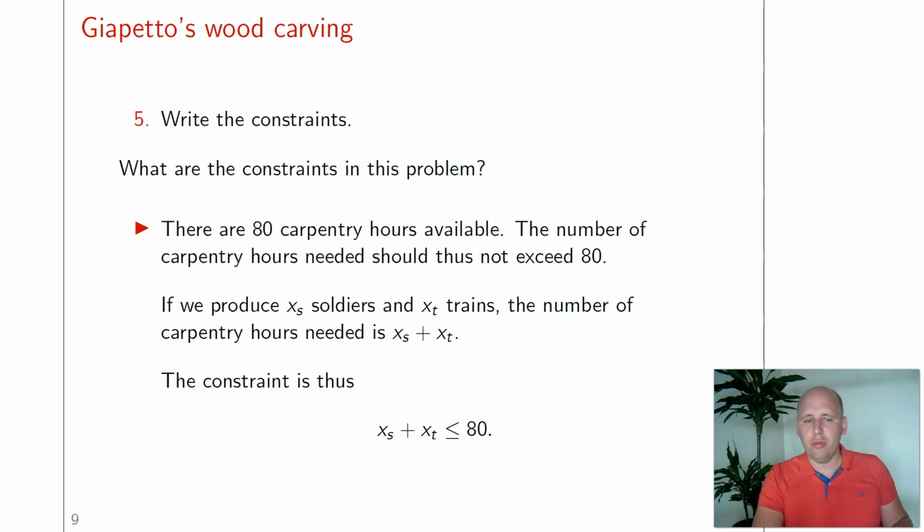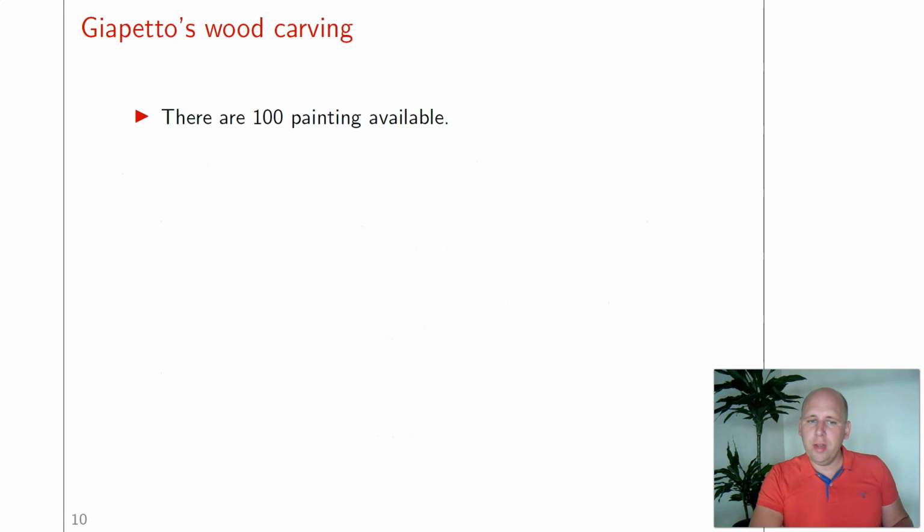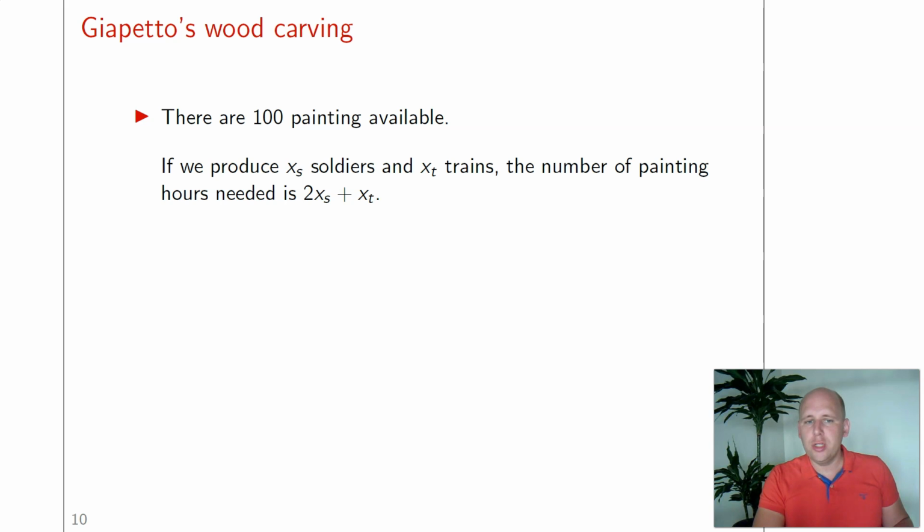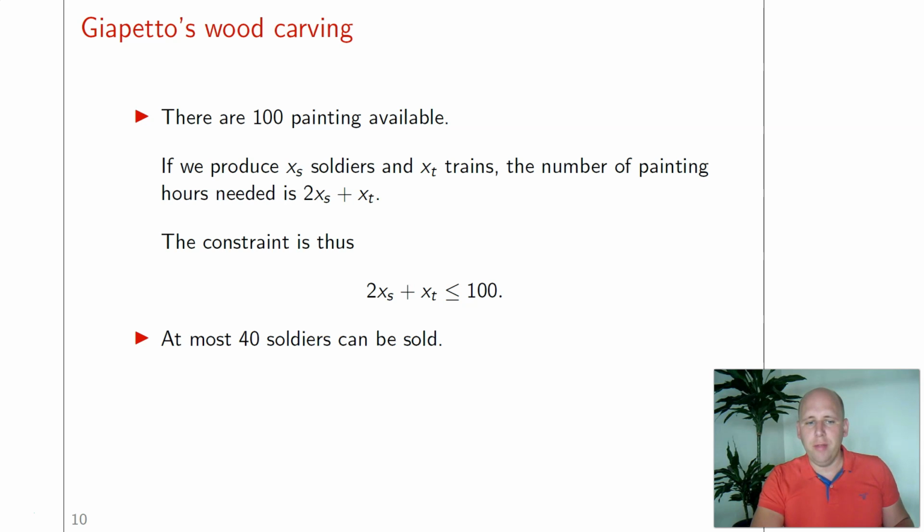That's the first constraint. The second constraint is for painting hours, so 100 available, but for each soldier we need 2 painting hours. So that means 2 multiplied by the number of soldiers that we produce plus 1 times the number of trains that we produce. That's the number of painting hours that we need, and that cannot exceed 100. So this is the second constraint that corresponds to the limited number of painting hours available.